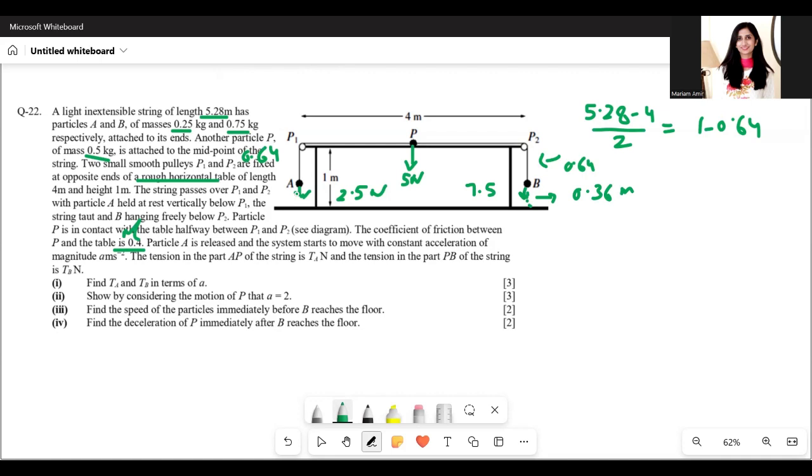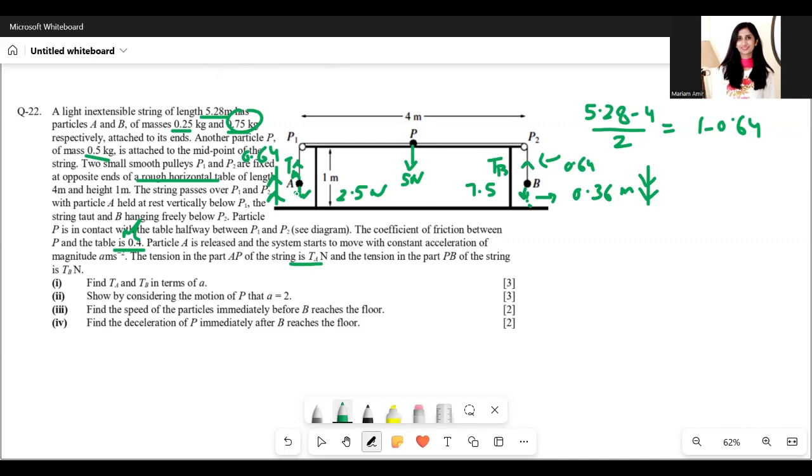Now which of these is heavier? B is heavier. So obviously this system is going to move downwards and this system is going to move upwards. The tension in part AP of the string is TA, so we'll call this force TA and this force TB. Find TA and TB in terms of a.